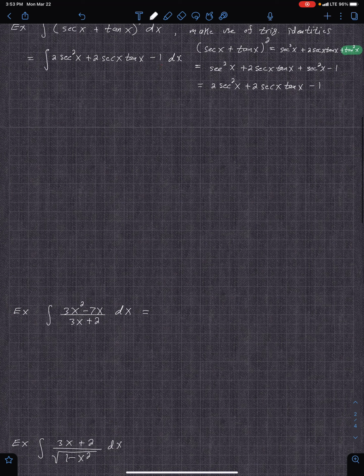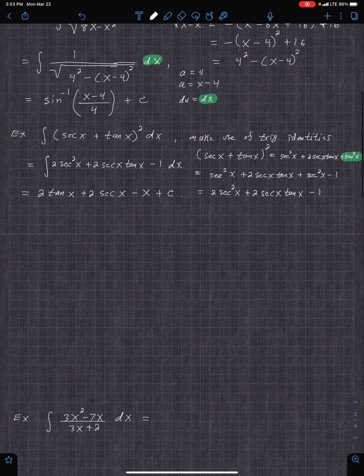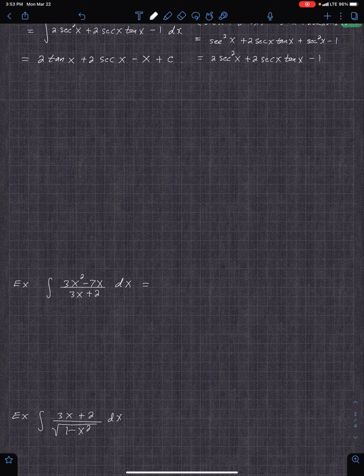So this equals, you can use those tables, write down what it is. That's equal to 2 tan x plus 2 secant x, and then that's just minus x plus your arbitrary constant. Okay. Moving on, let's do the next one. Bring this one up here.